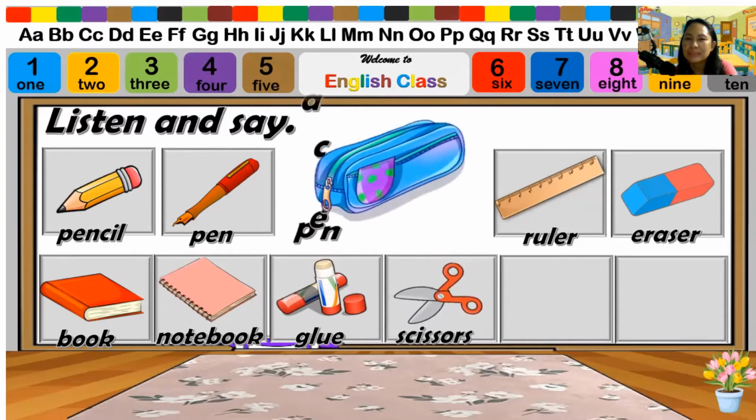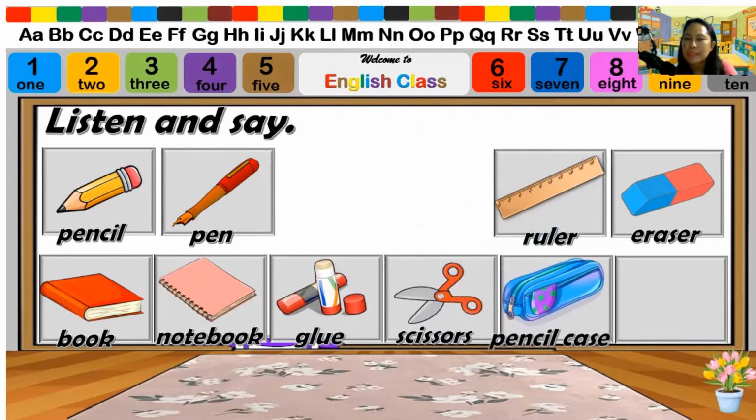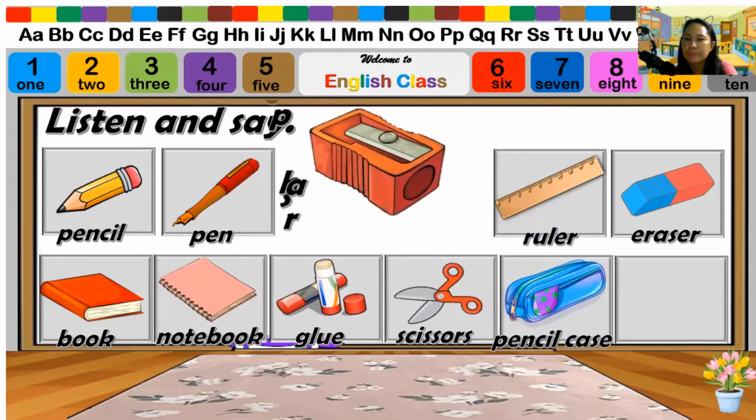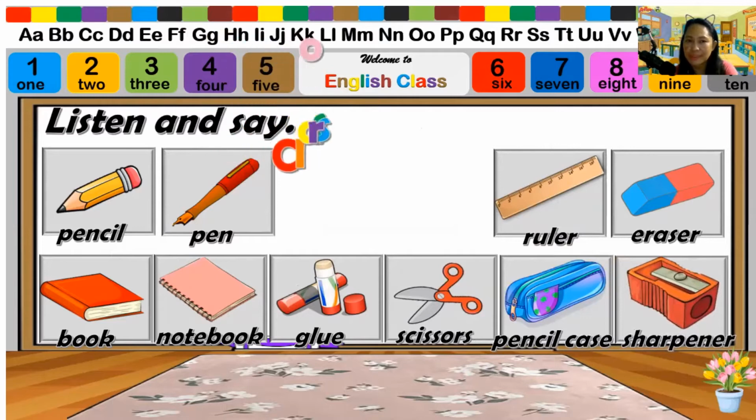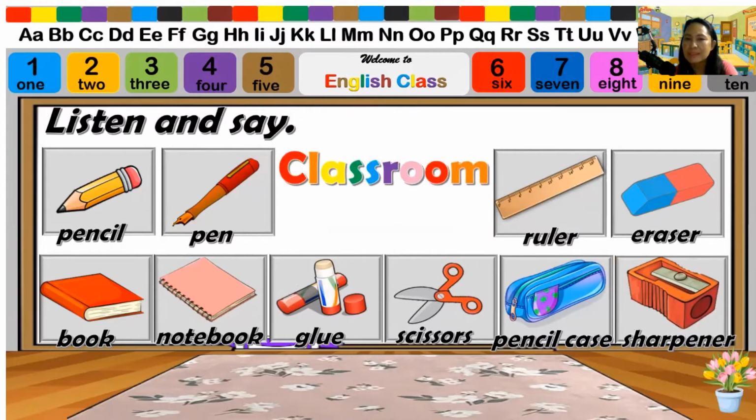Then it's a pencil case. And the last one, it's a sharpener. All right, don't forget these words. These are some of the classroom objects that we're going to use in our classroom language. Okay, this is already part 2.